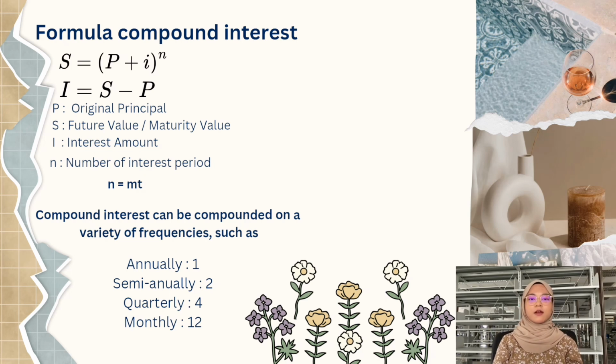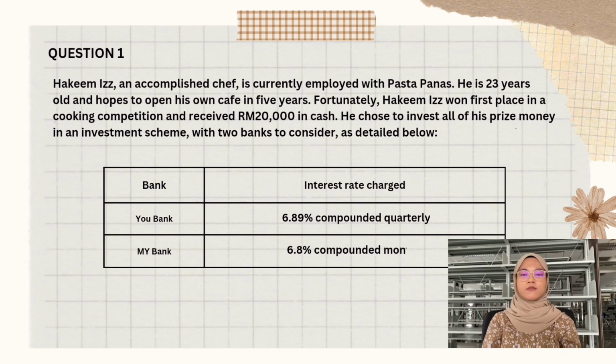Compound interest can be compounded at a variety of frequencies, such as annually, which is once a year, semi-annually, which is twice a year, quarterly, which is 4 times a year, and monthly, which is 12 times a year. Now, we will begin to solve the problems of compound interest.